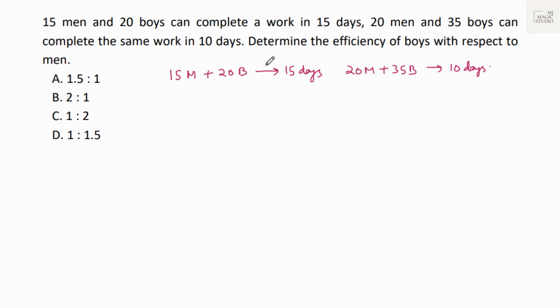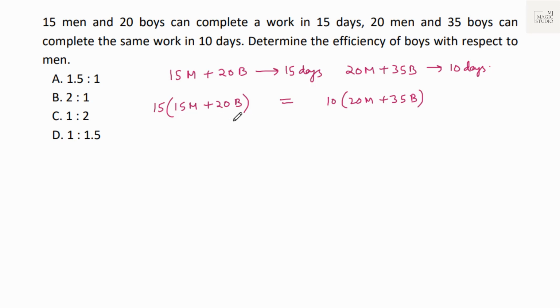Group 1 can do a task in 15 days. That means if this group wants to complete the task in 1 day, then how many of such groups are required? Obviously 15 of such groups are required to complete the work in 1 day. We use the 1 day format in these kinds of questions to solve. Similarly, 10 of such group 2 are required to complete the work in 1 day. That means these two groups' efficiency is the same. This group is also completing the work in 1 day, this group is also completing the work in 1 day.